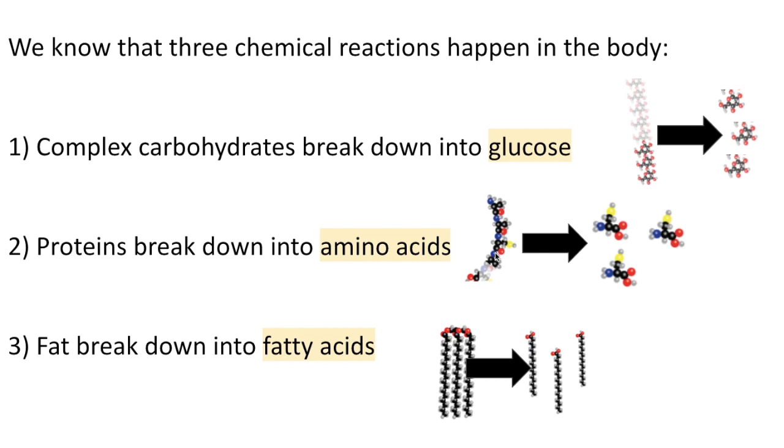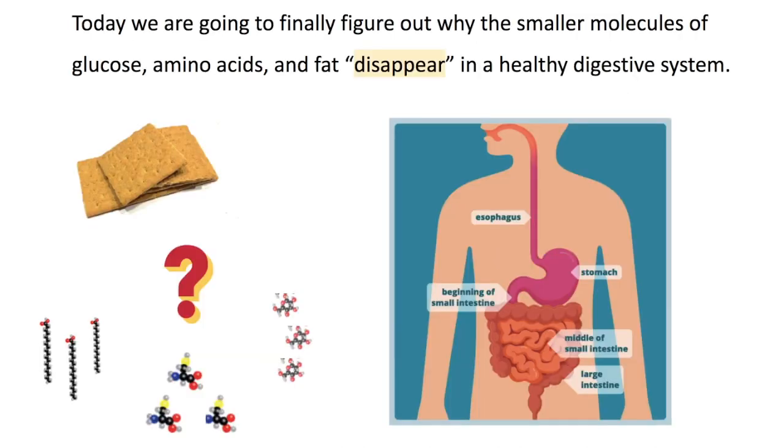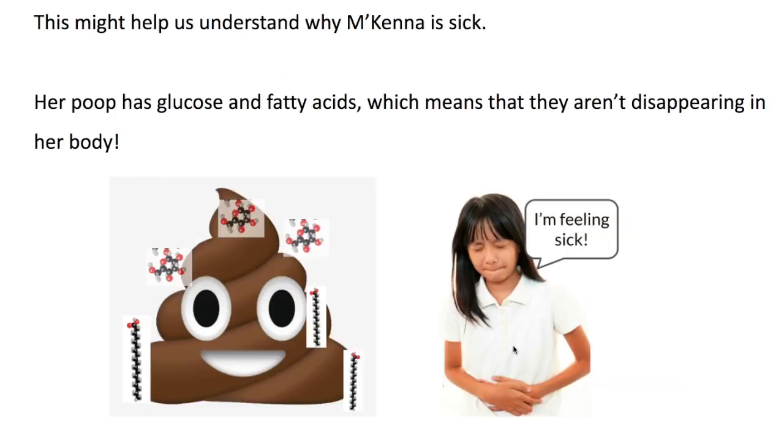and the proteins. Today we're finally going to figure out why the small molecules of glucose, amino acids, and fats disappear in a healthy digestive system. This might help us understand why McKenna is sick. Her poop has glucose and fatty acid molecules, which means that they aren't disappearing in her body.